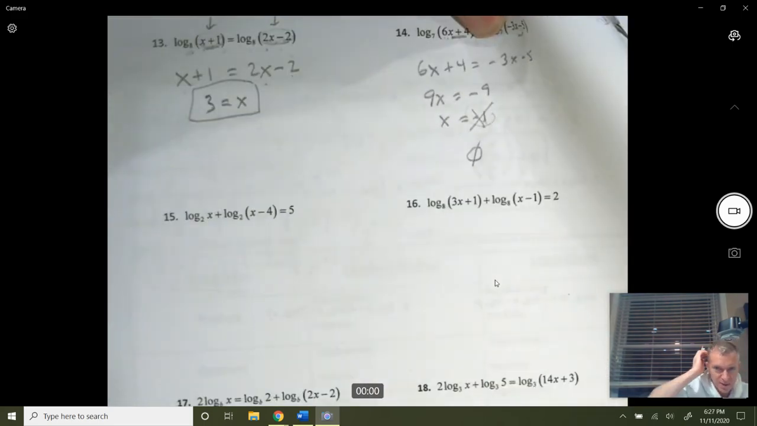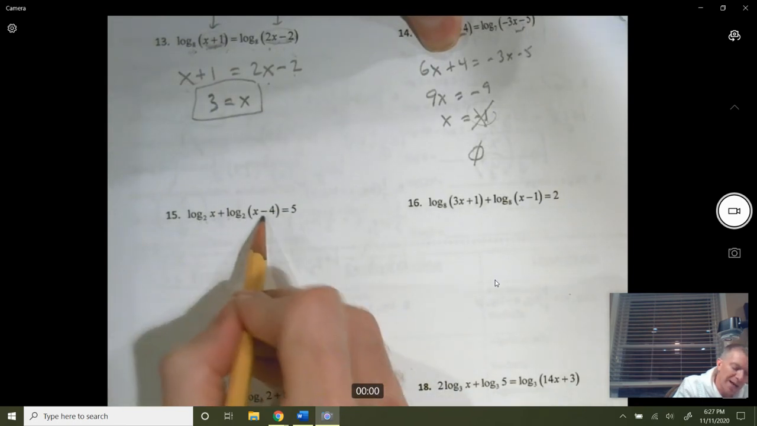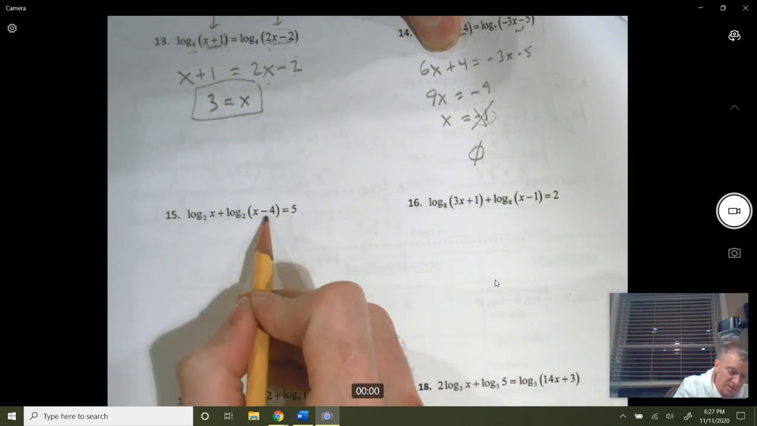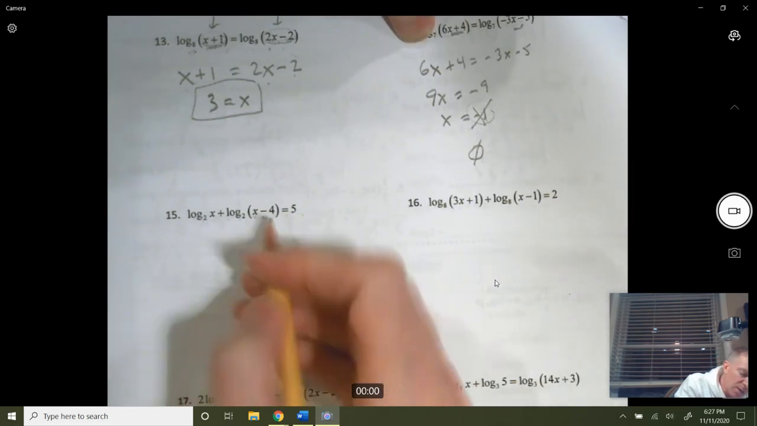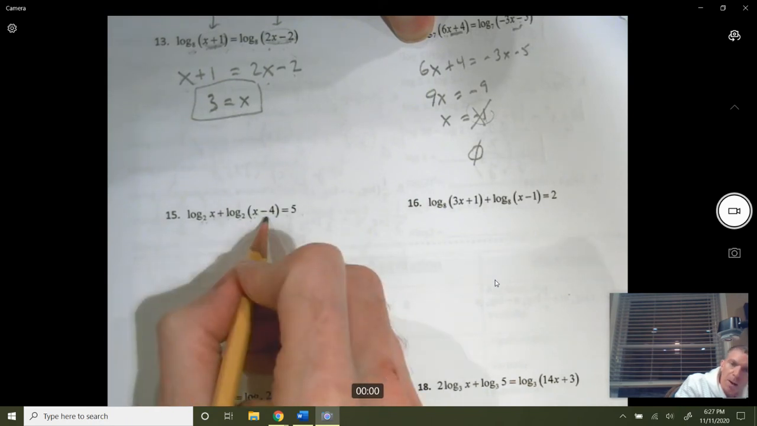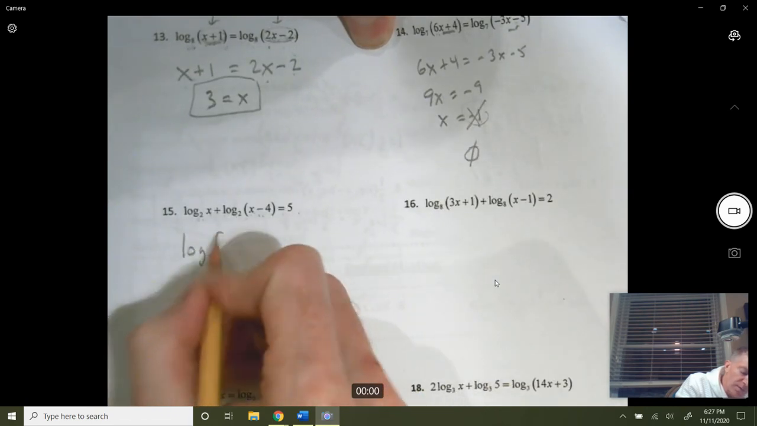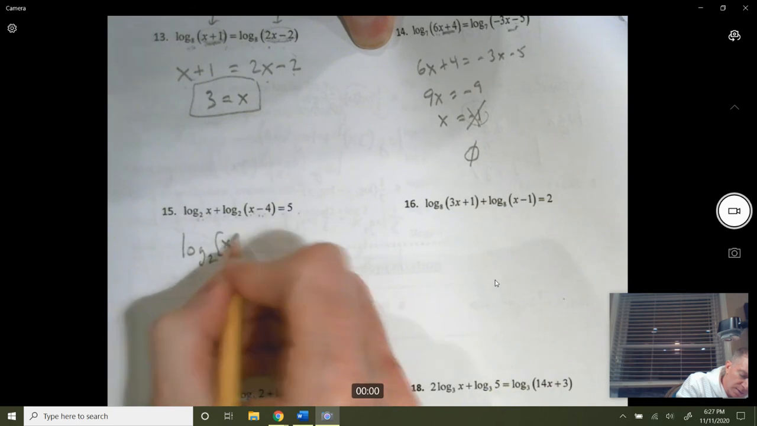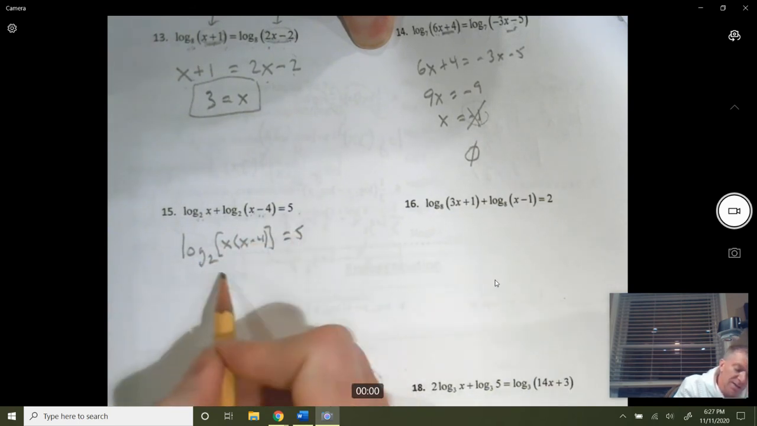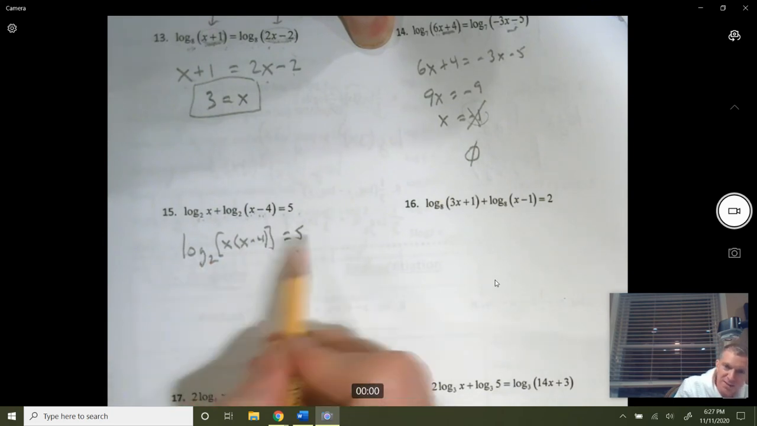Okay. Now let's go down here, number 15. Log base 2 of x plus log base 2 of x minus 4 equals 5. Okay, now there's no way to solve this when these are separate logs, but we can add these logs together by multiplying the arguments. We're going to use the log of a product property. So this is log base 2 of x times x minus 4 equal to 5. Okay? Now we've got a simple log statement.